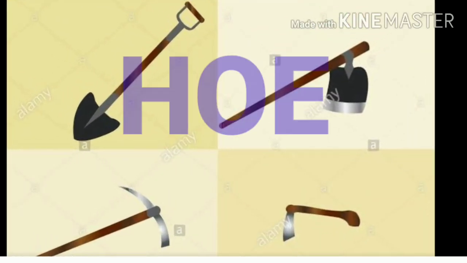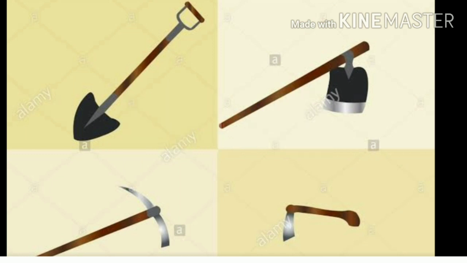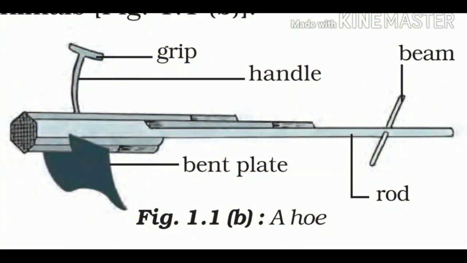So there are certain agricultural implements which help in ploughing, and one of them is the hoe, which helps in removing the weeds and also helps in loosening and turning of the soil. It is made basically of a bent plate made of iron, and that helps to remove the weeds and helps in turning the soil. And the next one is the cultivator.